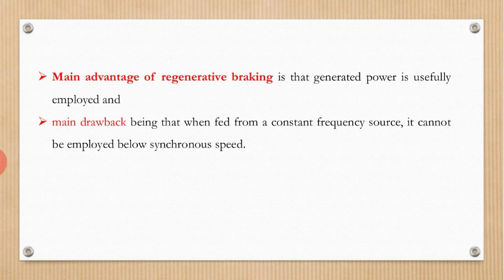So the next main advantage of regenerative braking is that the generated power is usefully employed, meaning the power generated by the machine is fed back to the supply, so that we can use it. The main drawback is that when fed from a constant frequency source, it cannot be employed below synchronous speed, because if you apply a constant frequency source, it cannot be employed below synchronous speed.